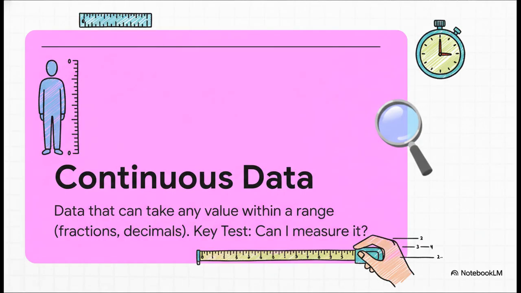Continuous data, on the other hand, can be any value within a range. Take your height. You might say you're 180 centimeters tall, but you could be 180.1 or 180.15 or 180.152. The precision is only limited by how good your measuring tool is. So for this one, the test is just as simple. Can I measure it? If you can, it's continuous.